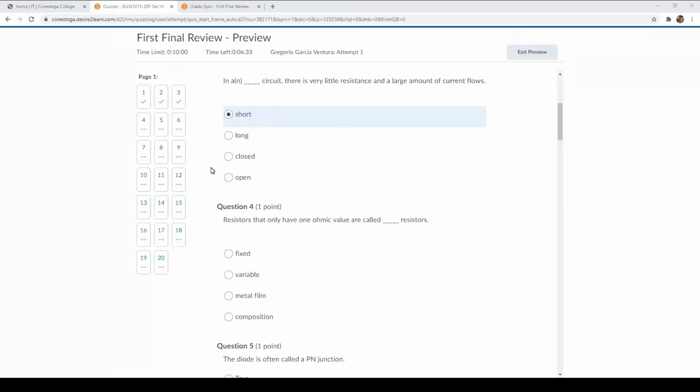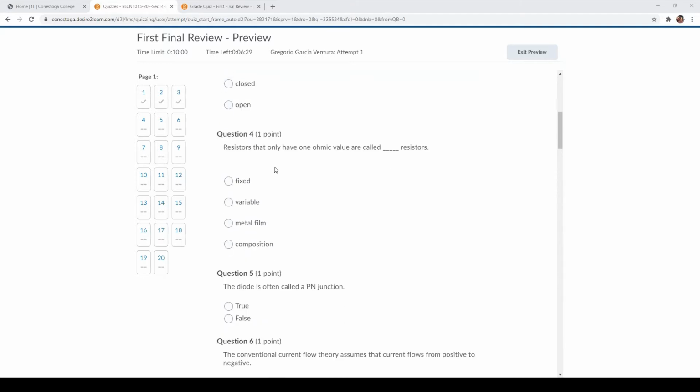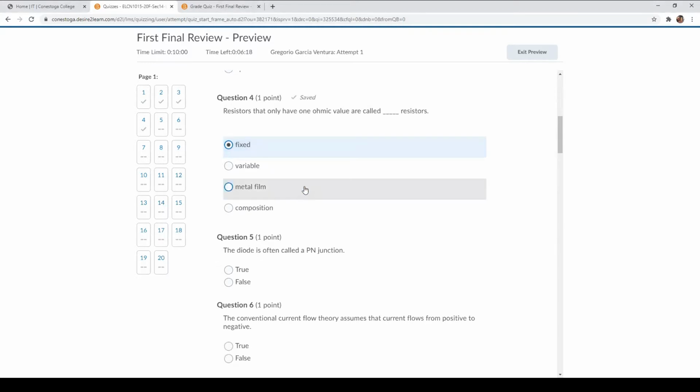In question number 4, we have that in a circuit, resistors that only have one ohmic value are called fixed. Okay, so let's keep moving. We already covered in class the difference between fixed and variable. Mostly we were using fixed resistors.